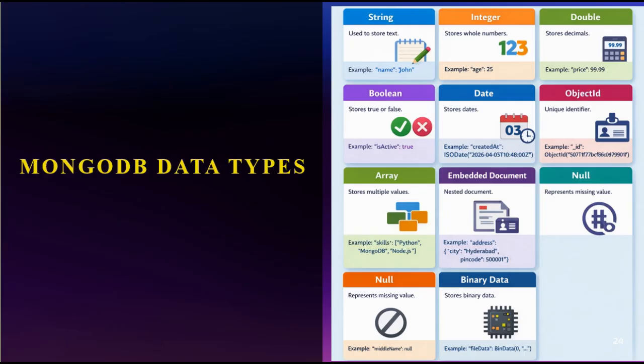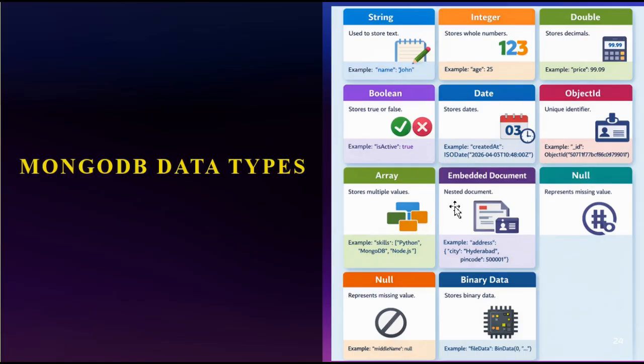If you insert a date using ISO date like this, you can see that MongoDB saves it as a date data type. If you don't provide an ID, MongoDB automatically generates an object ID for the document. So let me discuss one by one.